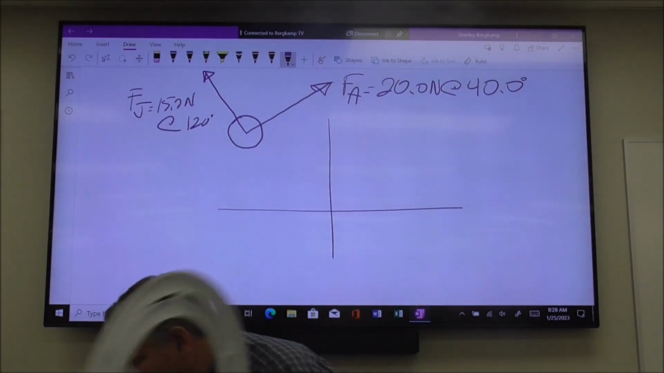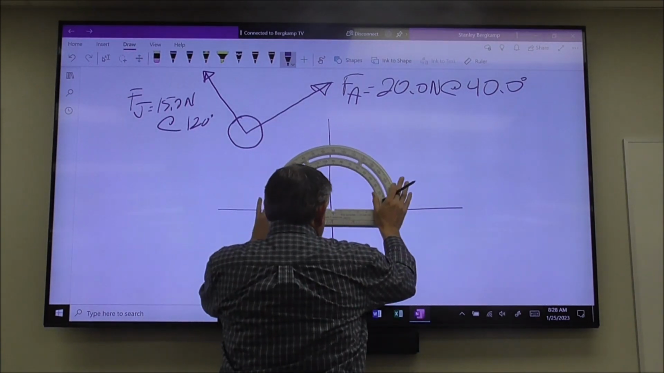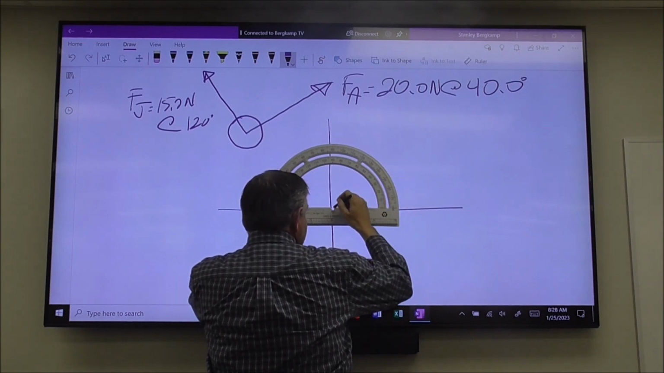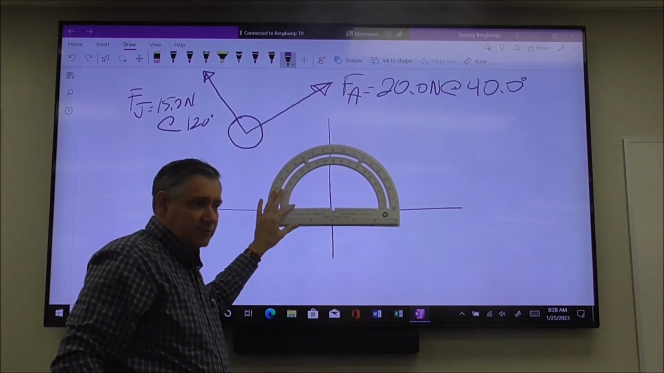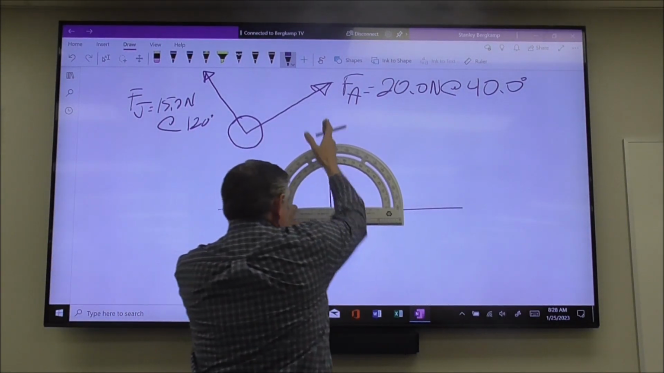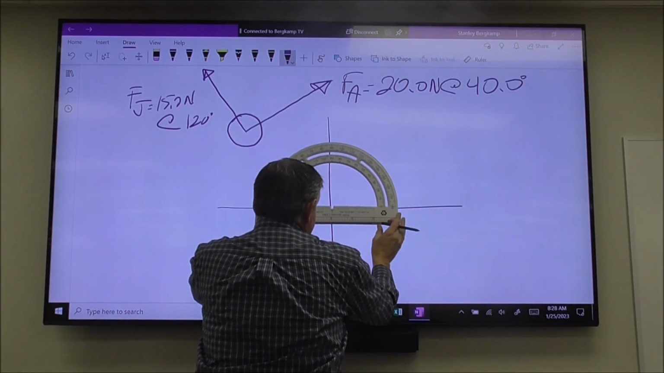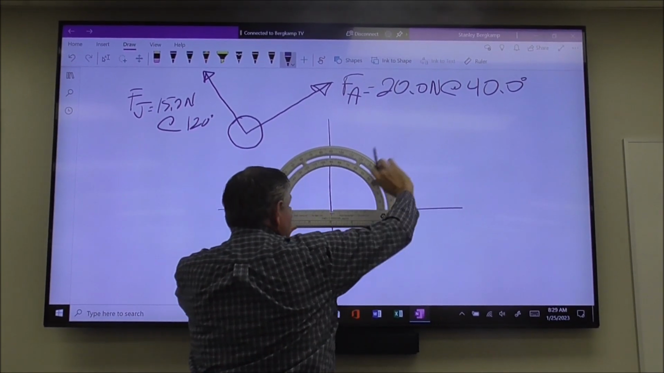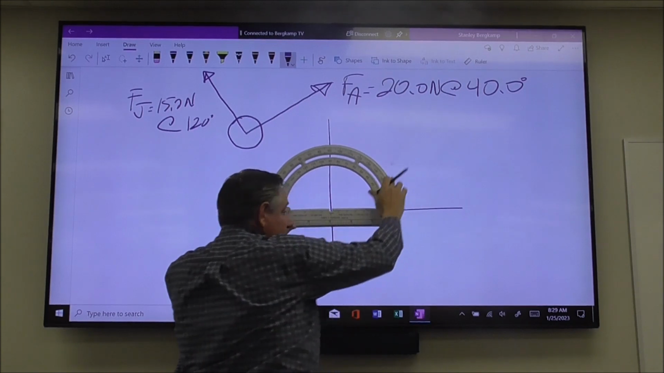So what you're going to do, you're going to take your protractor like this. You're going to measure up 40 degrees, make your mark, boom, draw that line. Okay? That's what you're going to do. This is why you have to have a protractor and ruler. So you're going to draw this system, take your protractor, center it here, come up to 40 degrees, draw that line however long that is.